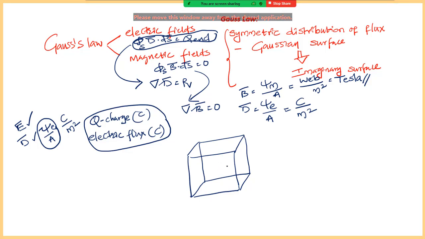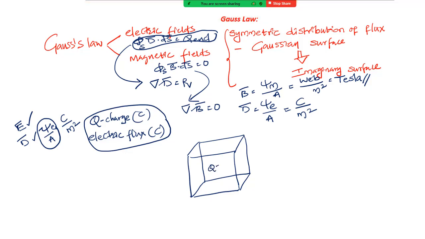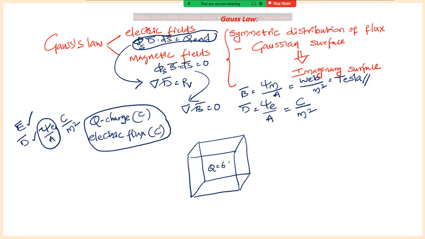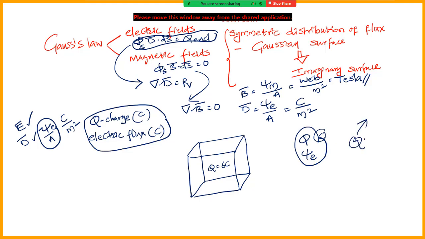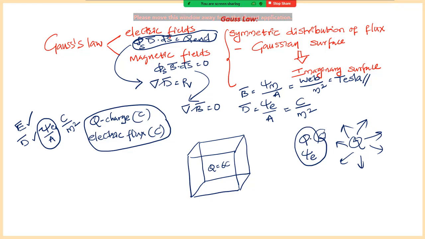So in that particular room I have some charge Q equal to 6 coulombs. I know that charge and electric flux both have the same units, that is coulombs only. Whatever flux lines are coming outside, this is nothing but electric flux. Electric flux is also measured in coulombs, and electric charge is also measured in coulombs.